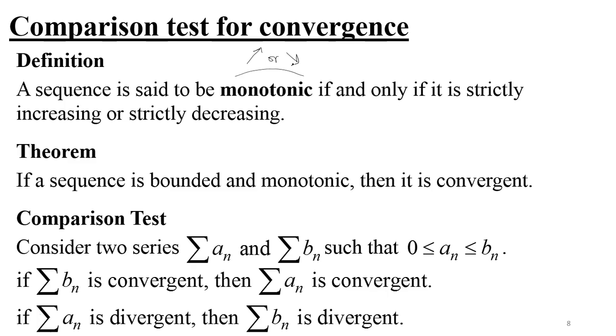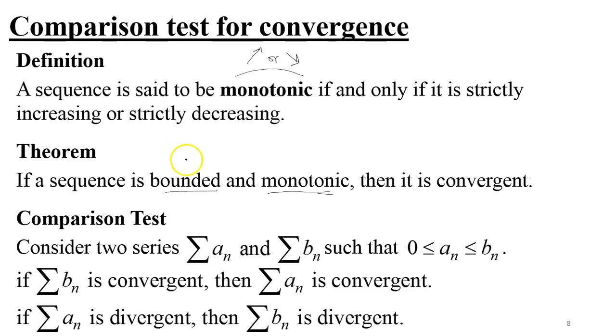This is a monotonic sequence. The theorem states that if a sequence is bounded and monotonic, then we can immediately deduce that the sequence is convergent. This theorem helps us determine if a sequence is convergent. However, we have seen in the previous video that a sequence that is convergent does not necessarily lead to its corresponding series being convergent. The corresponding series could be either convergent or divergent.